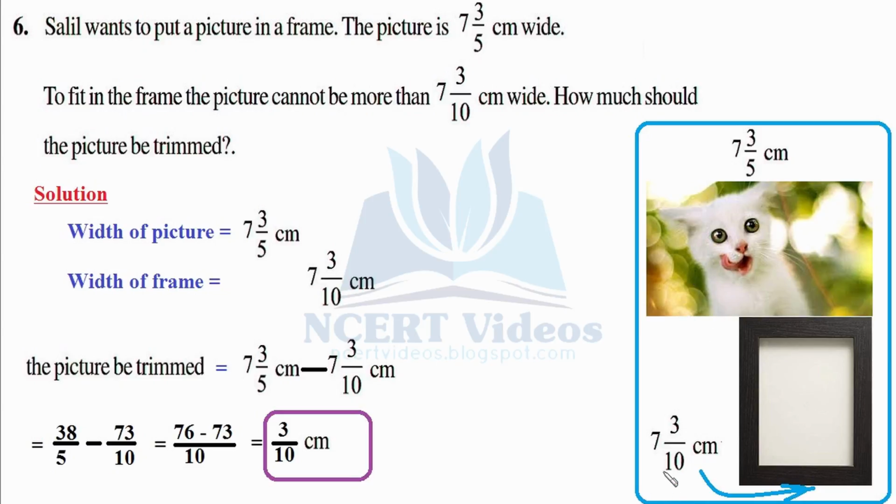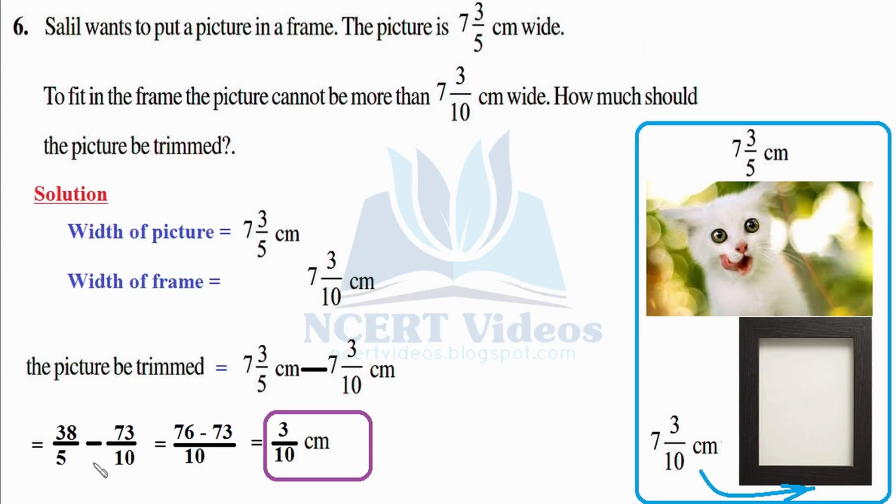If we subtract this thing from the total length. Simple. So the width of the picture is 7 3/5. It is given to us, and the frame width is 7 and 3/10. Now the picture to be trimmed, simply minus, and making it in fraction terms from mixed. 7 5s are 35 plus 3 is 38, therefore 38/5 minus 70 plus 3, 73.